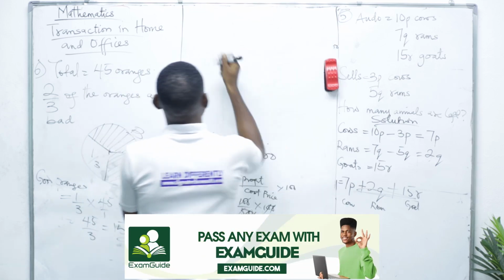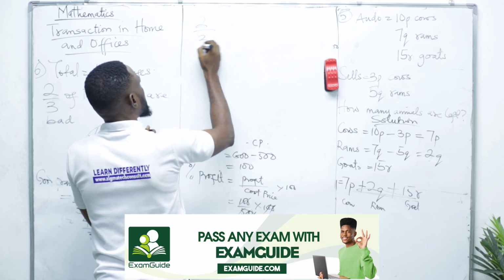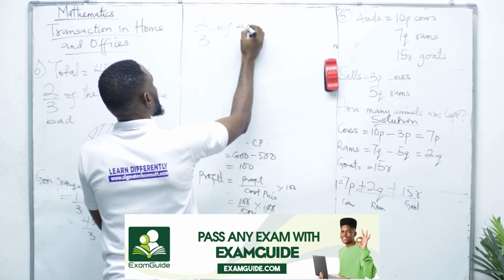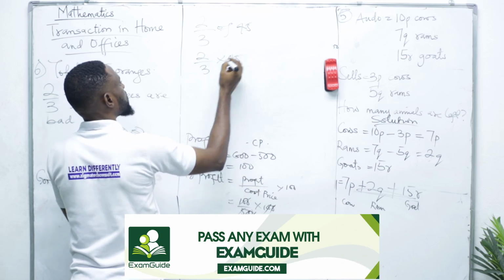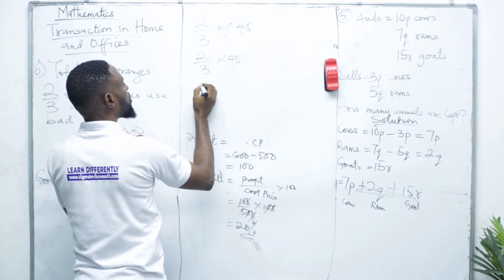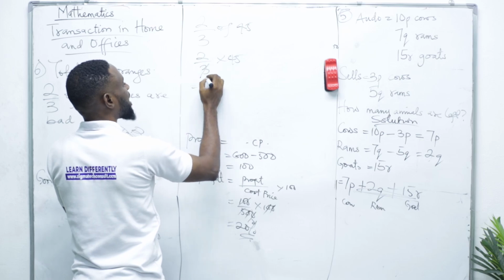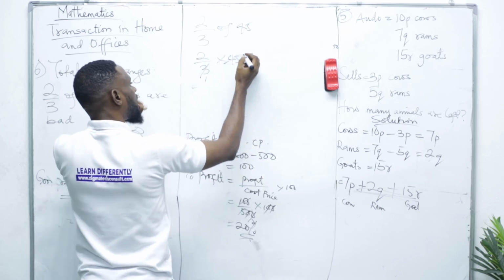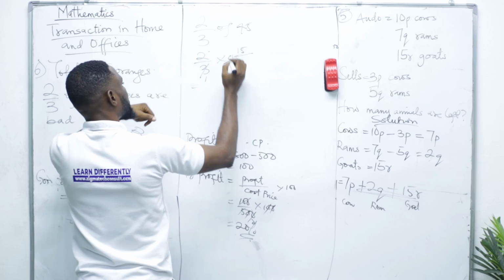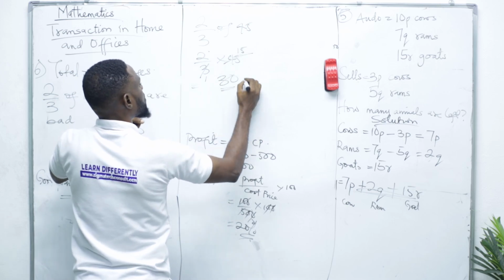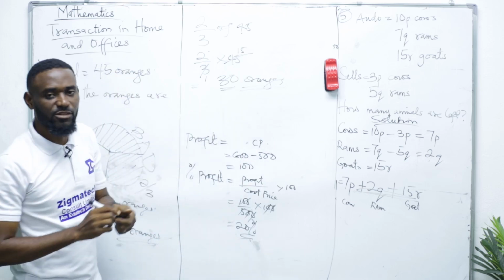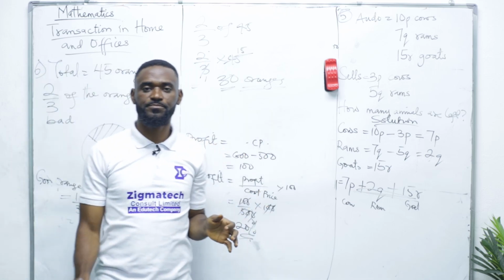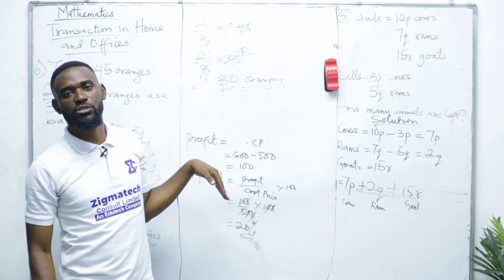2/3 of 45 oranges will be 2/3 times 45. Is that okay? So this will be equal to 3 here is 1. 3 into 45 is 15. 15 times 2 is 30 oranges. So can you see? It is 30 oranges that we have as bad oranges. So that is how to solve that question.